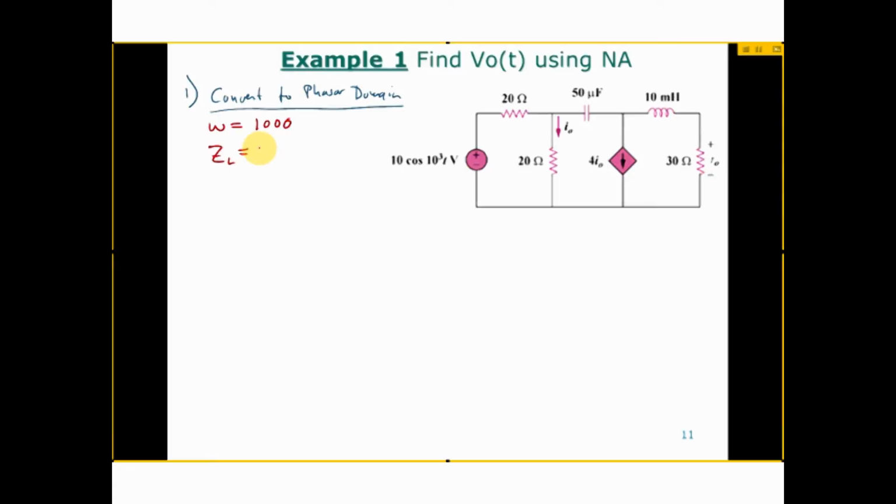So if omega is 1,000, ZL is, as you all know, J omega L. And that means that is J times 1,000 times 0.01, which is J10. ZC is minus J over omega C. And that's minus J over 1,000, and C is 50 microfarads, so that's 50 times 10 to the minus 6. And if you work that out, that works out to be minus J20.